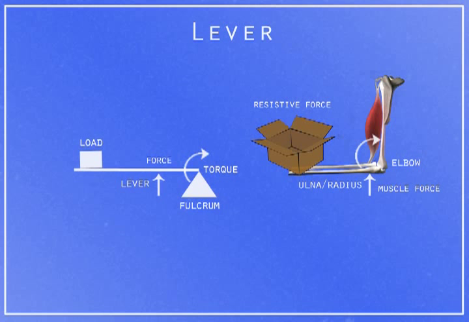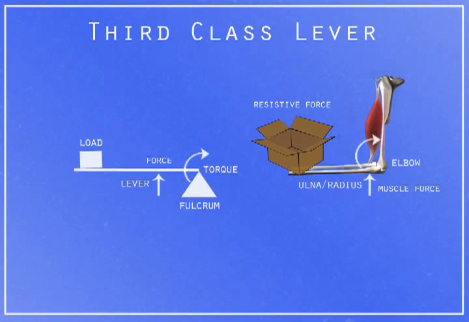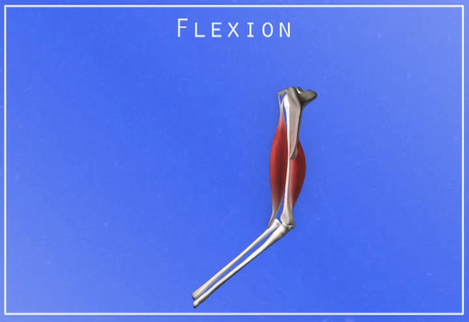There are different types of levers dependent upon the position of the fulcrum, effort, and resistive force. A third-class lever uses muscle force and resistive force acting on the same side of the fulcrum. The muscle force acts through a lever arm shorter than that through which the resistive force acts. An example would be flexion of the arm.